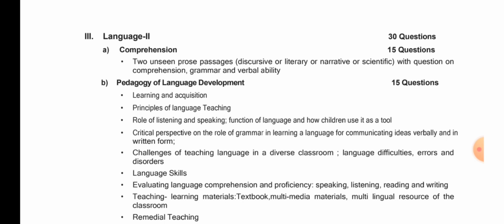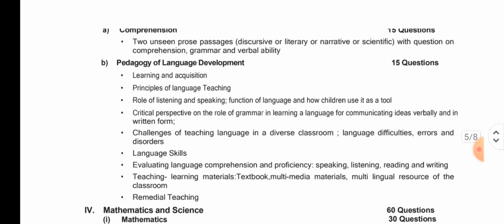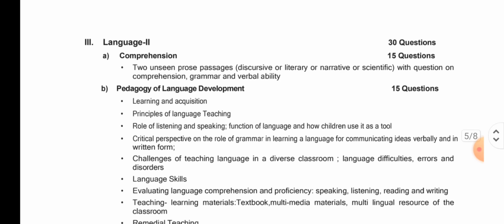See, the syllabus is exactly the same. Still, let me read for you. See, comprehension will be there. So this will be for 30 marks. 30 questions will be there, 30 marks. So language 2, it will have comprehension. So what will you have in comprehension? You will have 2 unseen prose passages, discursive or literary or narrative or scientific, with questions on comprehension, grammar and verbal abilities. So you will have 2 comprehension here.